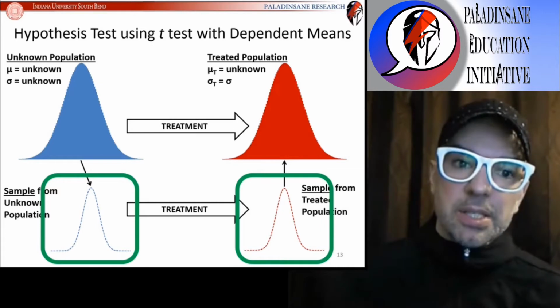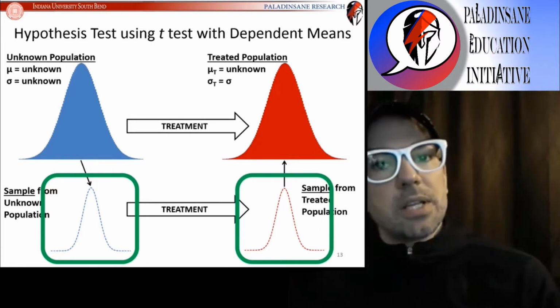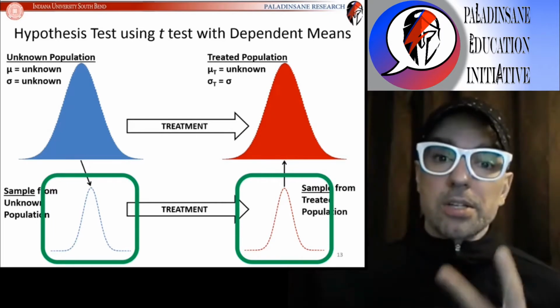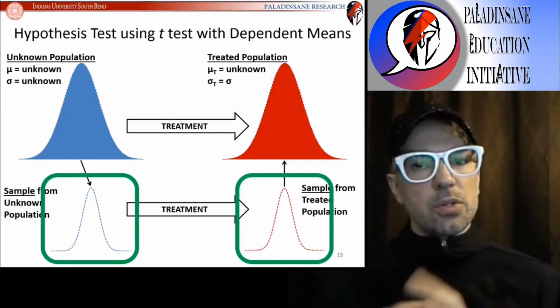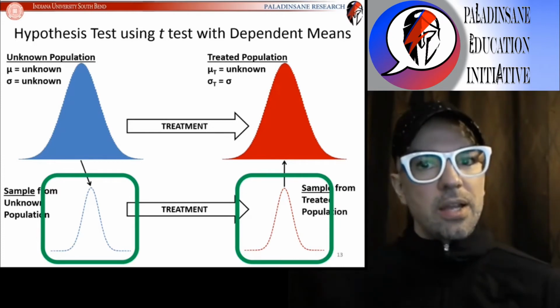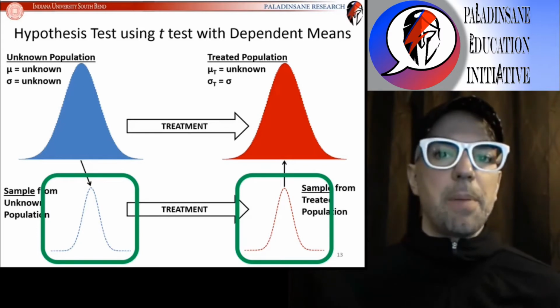In this case, for this experiment, we're going to measure them in the 5-second timeout condition, and we're going to measure them in the 10-second timeout condition. We're going to measure them twice. So this is the first time this is happening. So we're going to have to tweak the t-test just a little bit so that it is appropriate for this situation that is called dependent means.